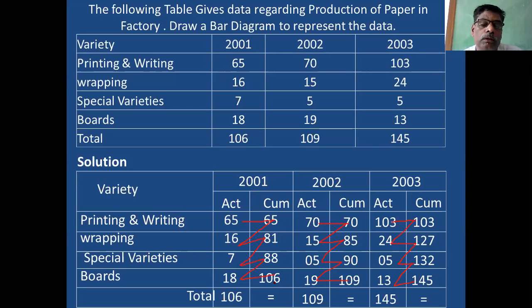What is the total of the cumulative value? 106. Your graph or bar length must be 106. First bar length 106, second bar length 109, third bar length 145. Okay, 145 is the highest. On the basis of highest value, you have to fix the y-axis. You fix the y-axis. You see here.